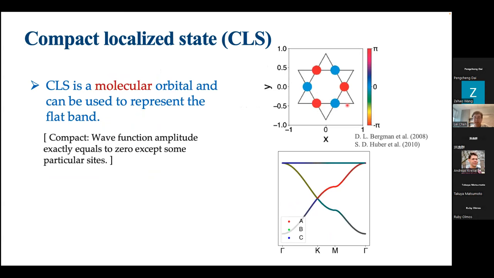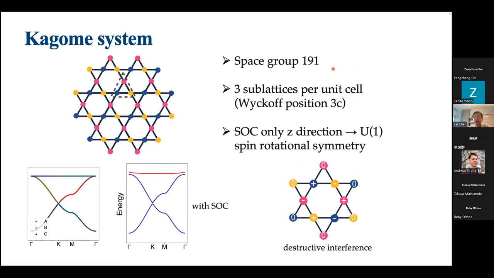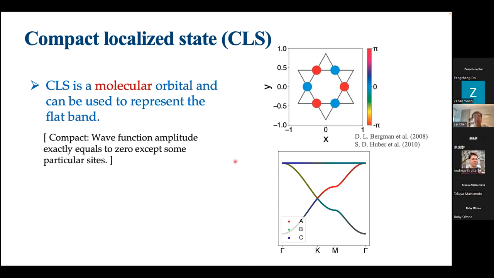You can see, different colors here for the different sites describe different phases of this wave function. And if you compare this with the destructive interference, they actually show the same phase difference. And different from the heavy fermion systems, this compact localized state is a molecular orbital, and it can be used to capture these flat bands.